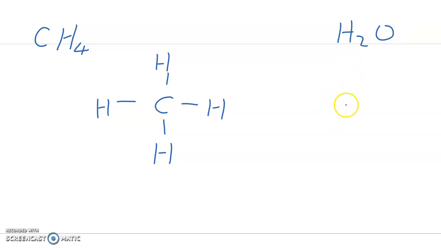The Lewis structure for H2O is O over here, H over here, and H over here, with lone pair electrons. Now, the question is, what is the angle between these bonds? What is this angle here? And also, what is the angle over here?